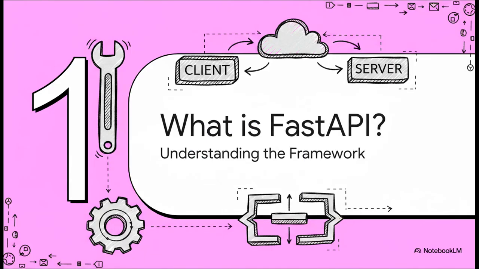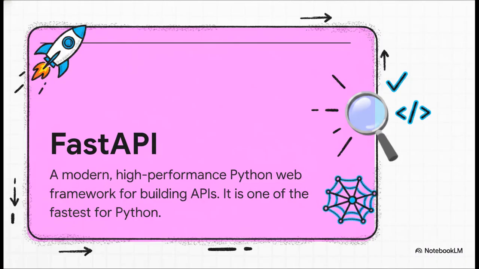Okay, first things first. Every builder needs to know their materials, right? Before we can start putting things together, we need to understand our primary tool. So, what exactly is this FastAPI thing we're about to use? Well, put simply, FastAPI is a modern, super high-performance web framework for Python. It's built specifically for making APIs. Now, the key things to remember are that it's fast, like one of the fastest Python frameworks out there.